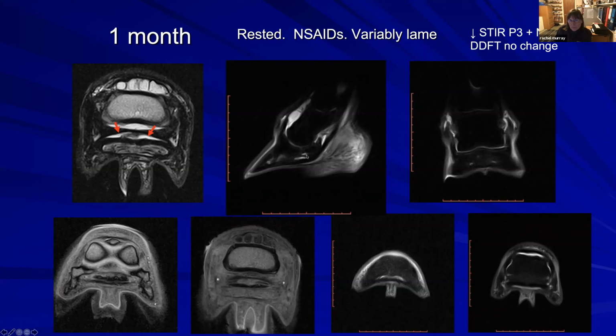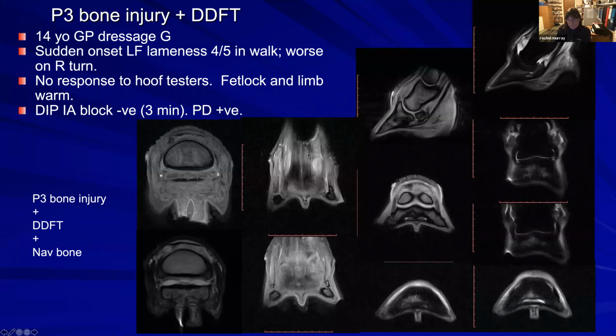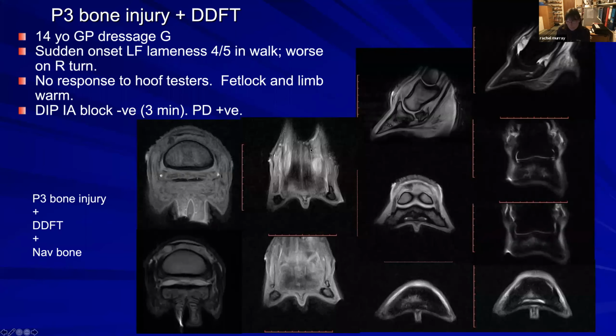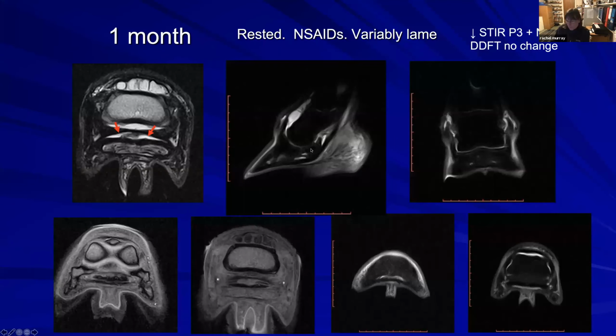We have also got improvement here in the, I think my computer is not behaving. We can see that we've got improvement in the fluid signal in the distal phalanx and the navicular bone, where we've got significant improvement with decreased signal intensity on STIR images. So we've still got generalized mild increase, but significantly better than before.